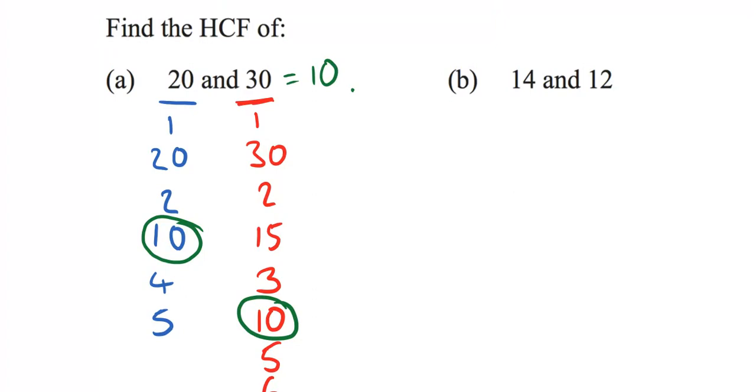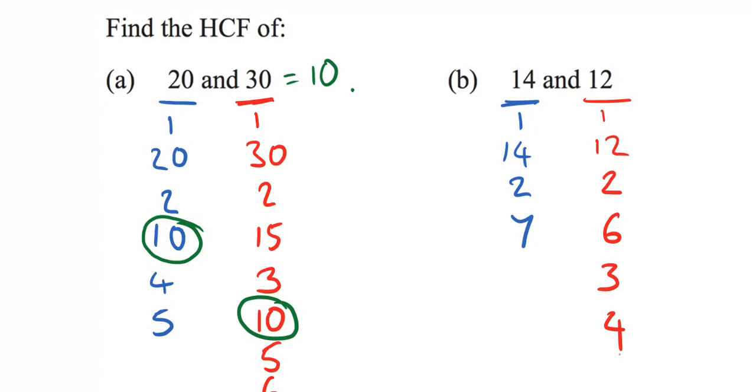Let's look at B. So 14 has factors 1 and 14, 2 and 7. 12 has factors of 1 and 12, 2 and 6, 3 and 4. So now we're finished. Let's look and see if we have any common factors, and we do. We can see that 2 is going to be our answer. The highest common factor of 14 and 12 is 2.